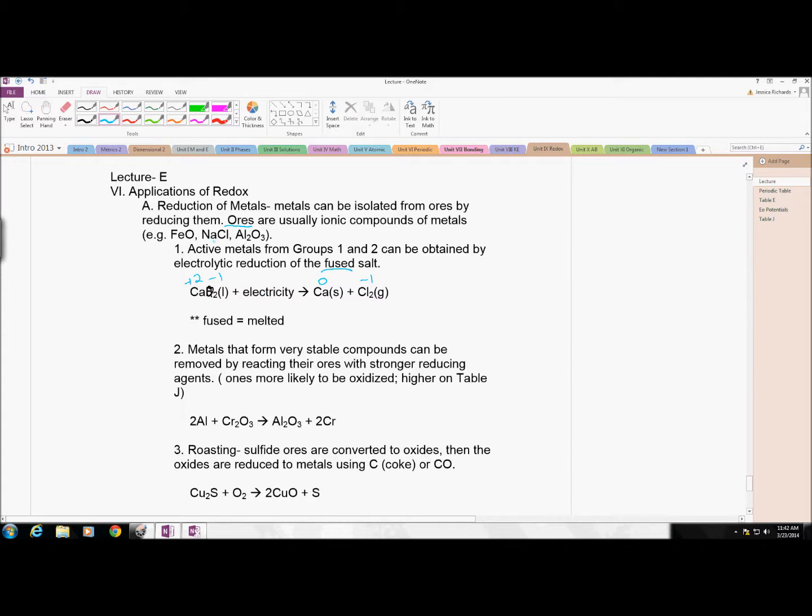So if you want to get pure sodium, you have to use an electrolytic cell in order to do that. So that's for group 1 and 2. You're going to do electrolysis. I don't think I need to write out the half reactions. We've seen enough examples of those.